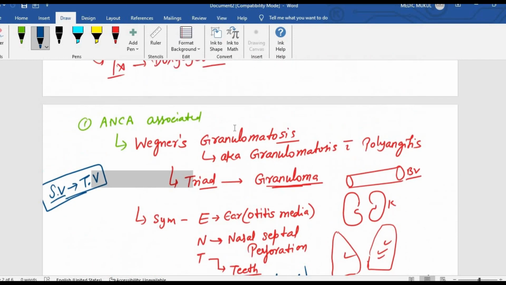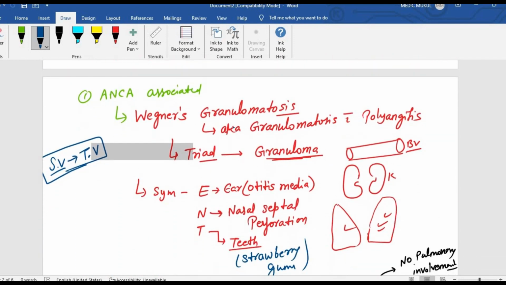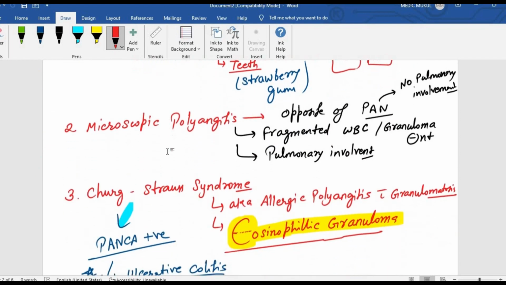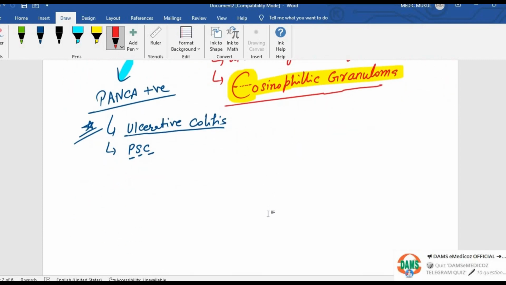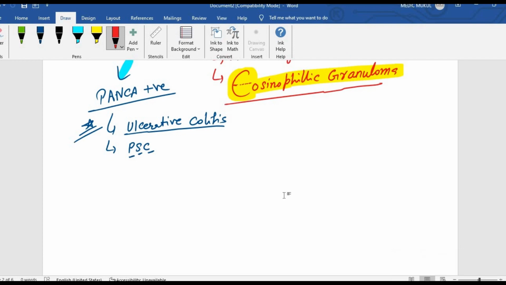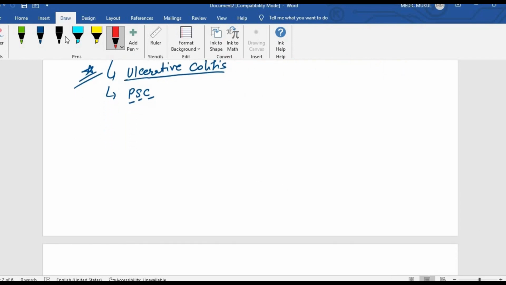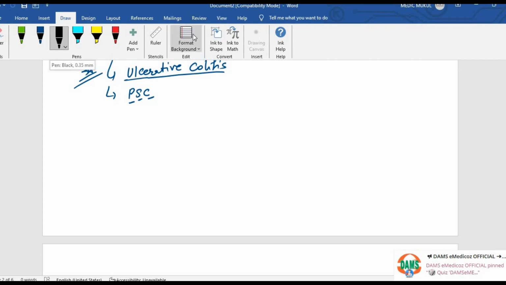So we have the ANCA associated vasculitides. First, Wegener's granulomatosis. Second, microscopic polyangiitis. Third, Churg-Strauss syndrome, also known as allergic polyangiitis with granulomatosis, and there is eosinophilic granuloma. And here we are dealing with what? Small vessel vasculitis.